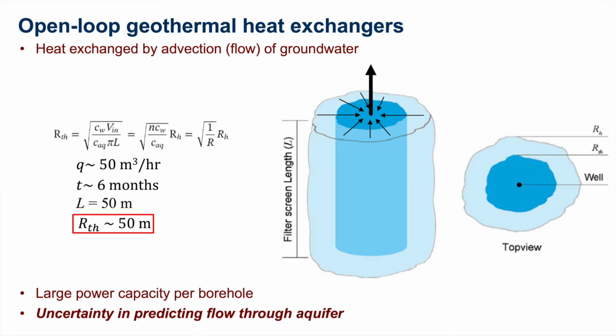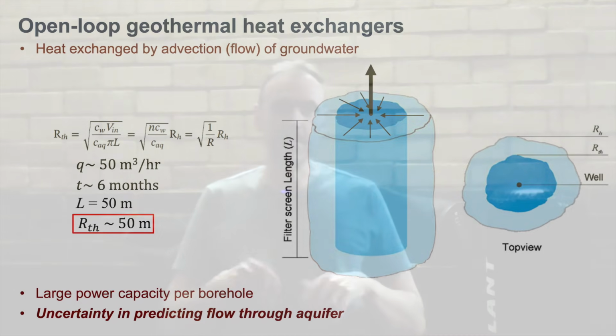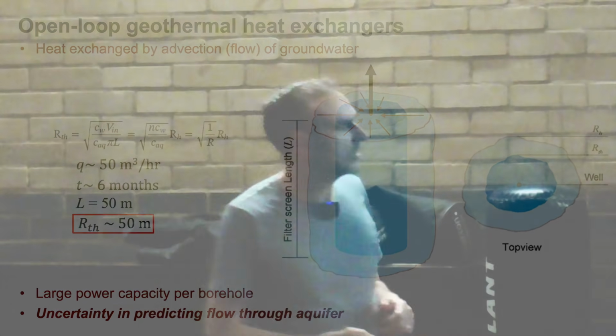The problem, of course, it's interesting if you're a geo person, is that you have to be able to predict flow through the aquifer with reasonably low uncertainty, to be confident that your groundwater flow is going to be fast enough and steady enough to be able to supply the heat or the cool that you need. So that's the bit that is great for geos, but it really puts building service engineers off. They get very worried about the idea the aquifer might not behave as predicted.